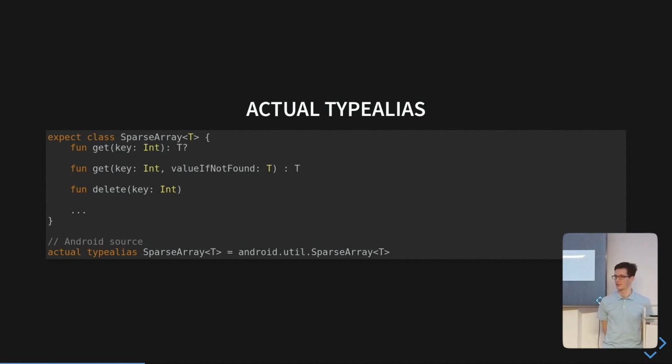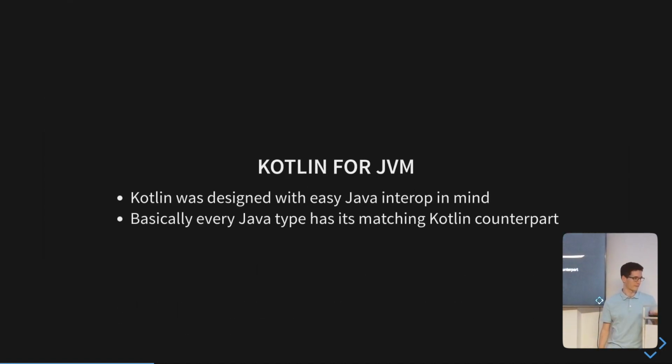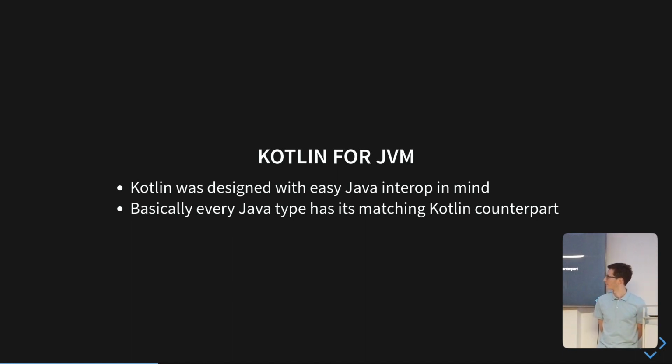So now we know how common code turns into platform-specific Kotlin code, but we still need to know how Kotlin works together with each of these target platforms. So Kotlin for JVM is really simple to use. As we all know, Kotlin was basically created as a JVM language, which means that basically every Java type and every Java language feature has its Kotlin counterpart.